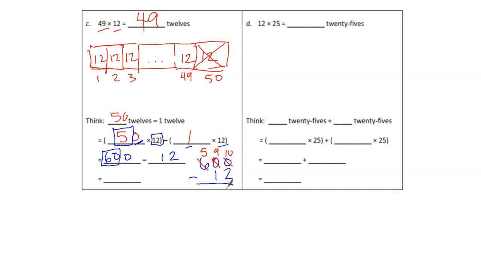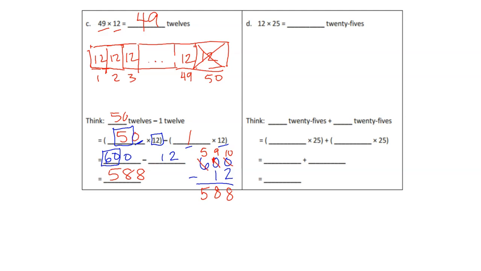Now 10 ones minus 2 ones is 8 ones. 9 tens minus 1 ten is 8 tens. And 500 minus 0 hundreds is 500. Alright, so 600 minus 12 is 588.